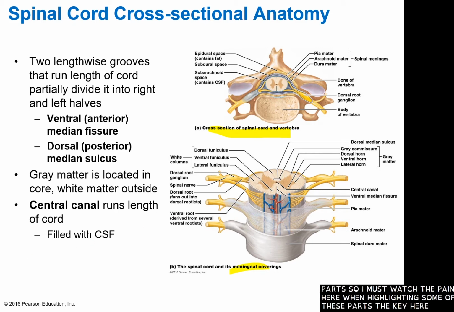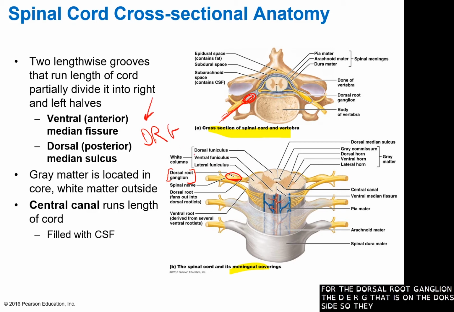The key here is we have information coming in right here. So this is a spinal nerve. We have information coming in. This bulge is called the dorsal root ganglion. So right here is the dorsal root ganglion. And that's one way you can orient yourself when you look at a model of the spinal cord. Look for the dorsal root ganglion, or the DRG. That is on the dorsal side. So then you know the difference between dorsal, so anterior versus posterior, or dorsal versus ventral. For the spinal cord, we refer to things as dorsal and ventral.